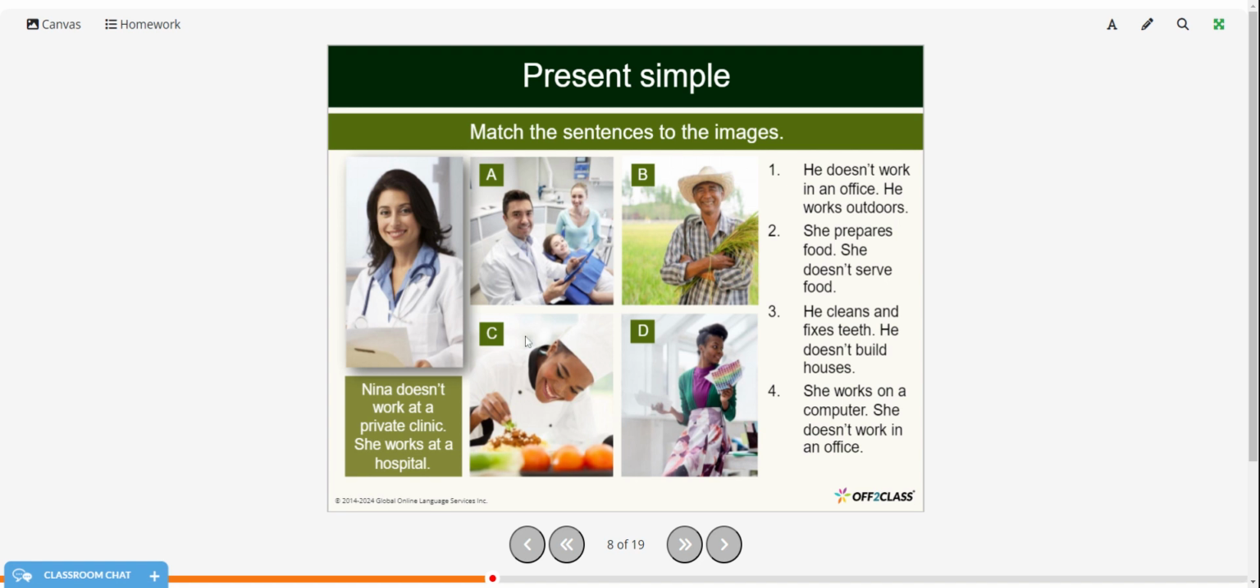Okay, he doesn't work in an office, he works outdoors. So that would be letter B, the farmer. She prepares food, she doesn't serve food. That would be the chef. He cleans and fixes teeth, he doesn't build houses. That would be letter A, the dentist. She works on a computer, she doesn't work in an office. That would be D, the designer.